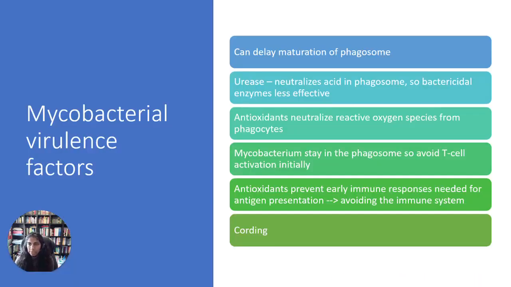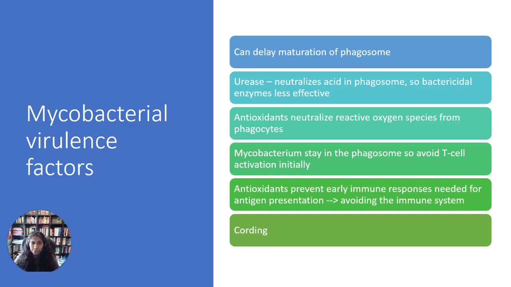The mycobacteria have virulence factors that lead to its pathogenicity. Mycobacteria can delay the maturation of the phagosome, which is instrumental in controlling it in the initial response. It also has urease, which neutralizes acid in the phagosome, so the human bactericidal enzymes are less effective in destroying it. It also has antioxidants, which neutralize reactive oxygen species from the phagocytes that try to control the infection.